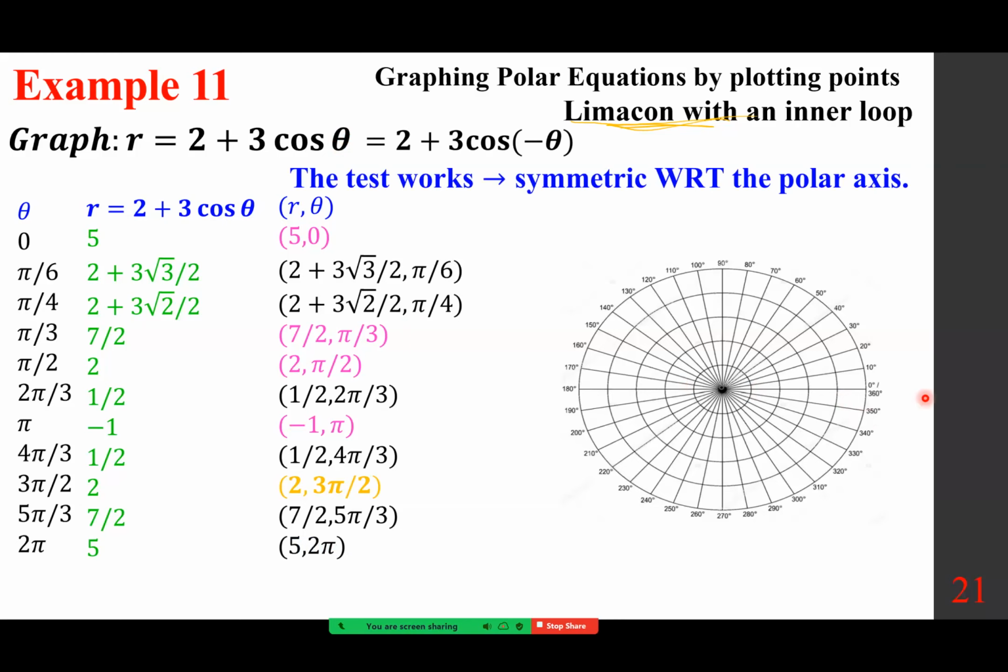So if we want to go with the easy points, for example, (5, 0). So this is the 0 degree, 1, 2, 3, 4, 5. Okay. (7/2, pi over 3). Pi over 3 is 60 degrees, okay, along this line. 1, 2, 7/2, 3.5 is somewhere here. Okay. Pi over 2 means 90 degrees, and 2, 1 and 2.